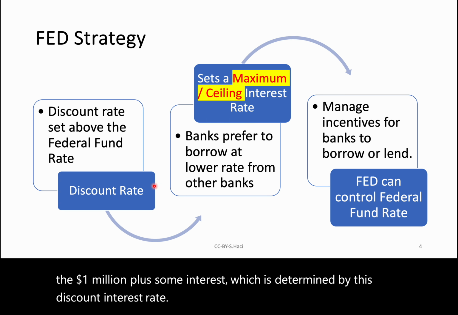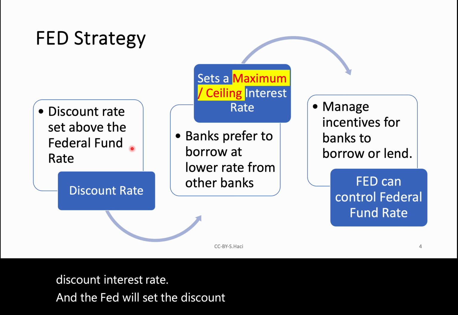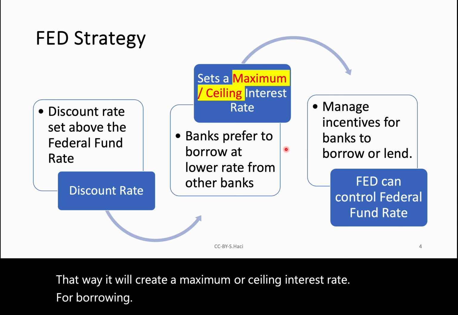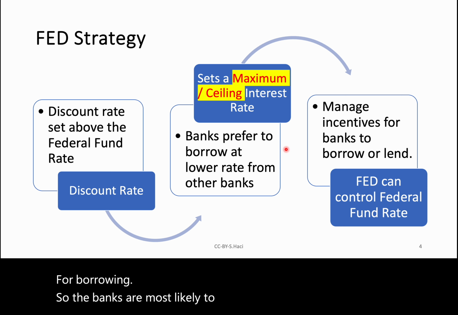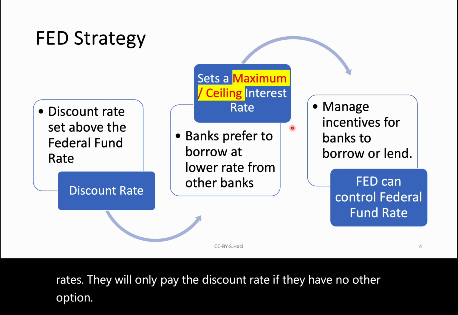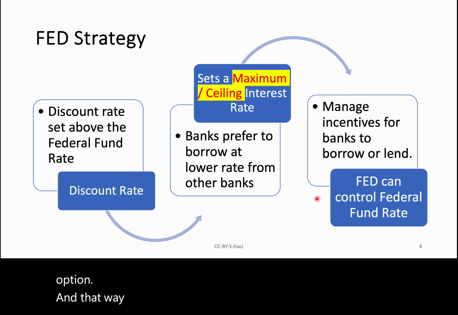The Fed will set the discount rate above the federal funds rate. That way, it will create a maximum or ceiling interest rate for borrowing. Right? So the banks are most likely to borrow from other banks at lower rates. They will only pay the discount rate if they have no other option. And that way, the Fed can control the lending and the borrowing.